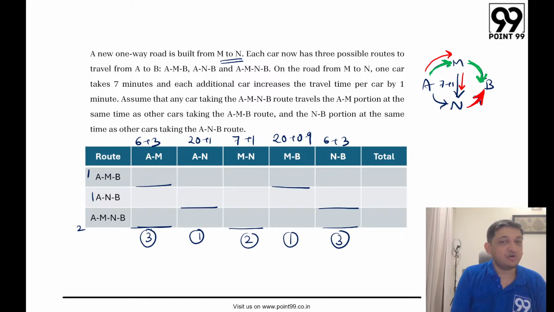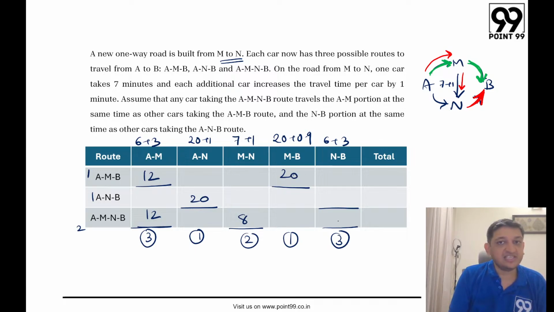Three extra vehicles, na? Or two extra vehicles. So 6 plus 3 plus 3. So 12 minutes it will take. यहाँ पे एक ही vehicle है तो 20. यहाँ पे दो vehicles हैं तो 7 plus 1 plus 7 plus 1 right? So 8 हो जाएगा. अगर एक ही व्हीकल है 20 अगेन.